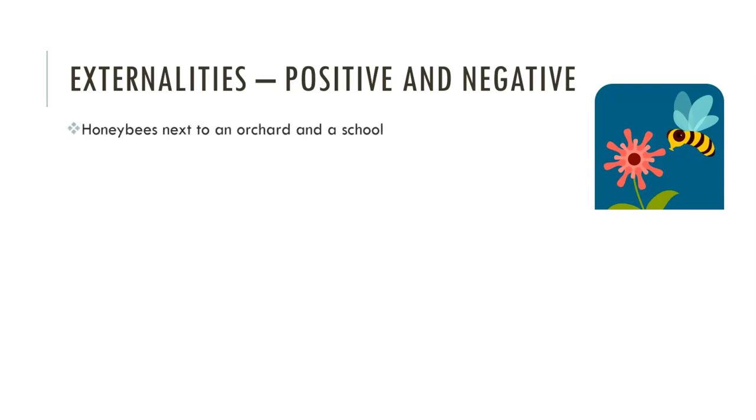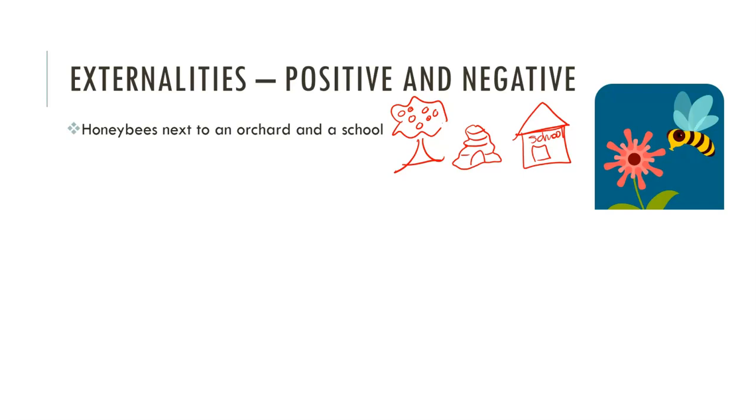So let's say we have honeybees who are next to a fruit orchard and a school. On one side, we've got these lovely fruit trees. I don't know, apples. I don't actually know what bees pollinate. We'll just say they do apples. And on the other side, we have an elementary school with little kids. And in the middle, we have this beehive. However you draw a beehive. Pretend like I know how to draw.